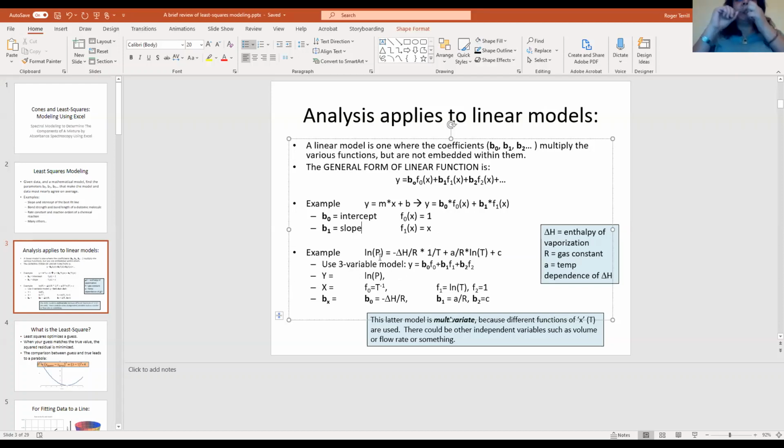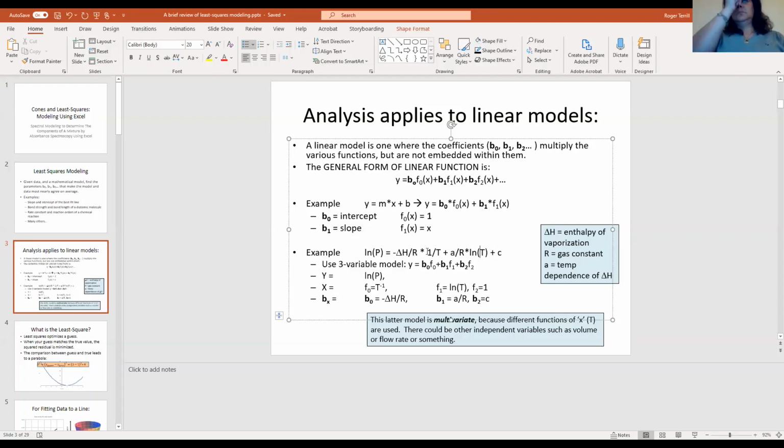But then you can also take other more complicated data. For example, if you want to look at the vapor pressure of a gas as a function of temperature, a good model for that is the Clausius-Clapeyron equation. It says log p equals minus delta H over R times 1 over T, plus a constant. However, if there's any temperature dependence in the delta H value, then you can also add a term A over R times the log of T.